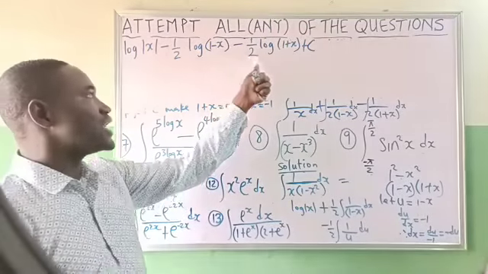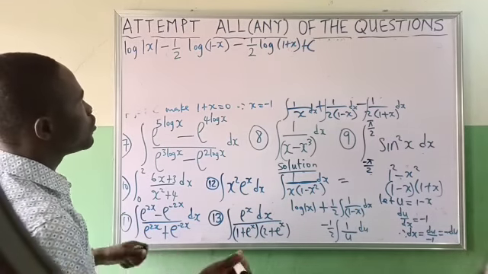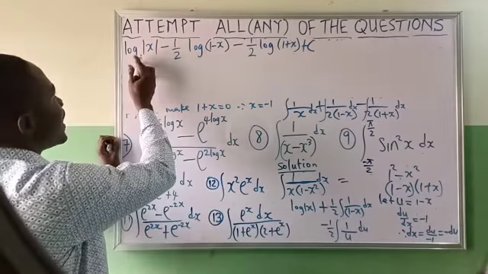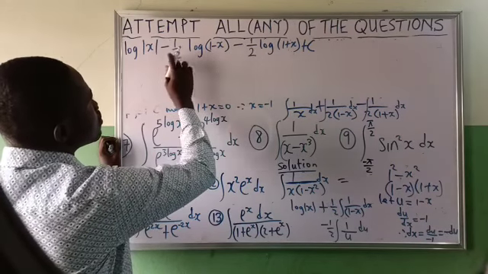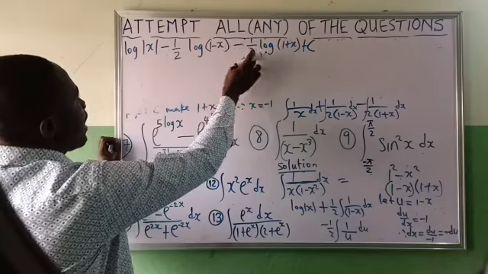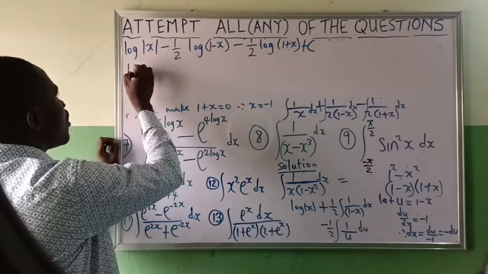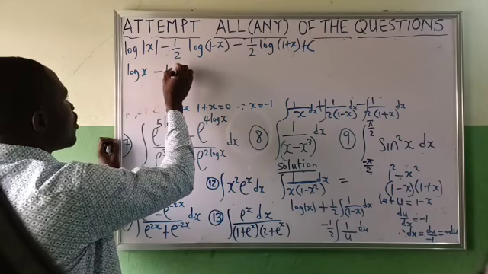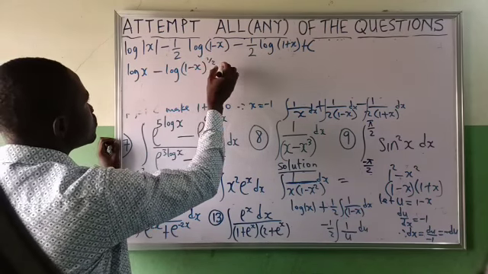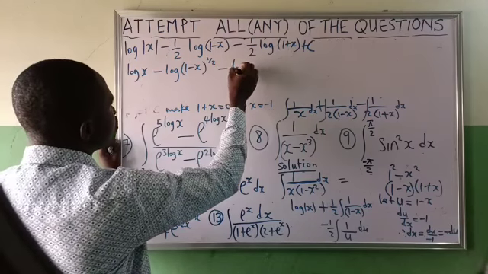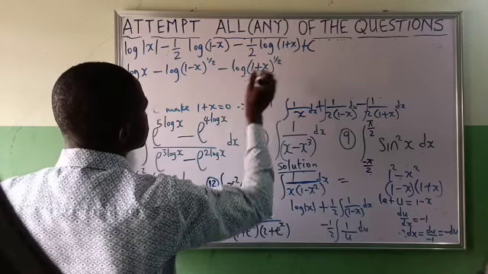That should be the answer to the question. But you can also repackage. How do you repackage it? You say that these two, applying laws of logarithm, this will be log x minus log 1 minus x all raised power 1 over 2, minus log 1 plus x all raised power of 1 over 2.